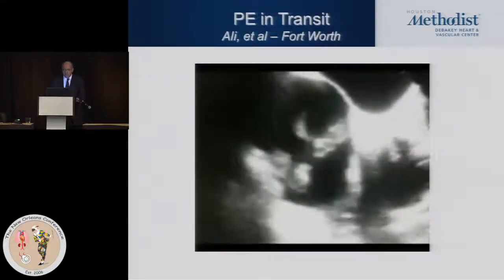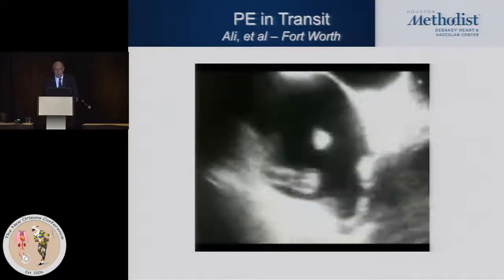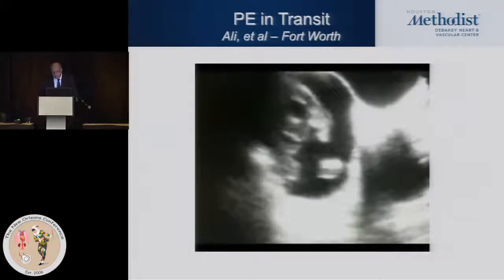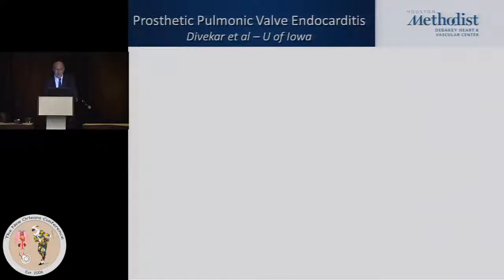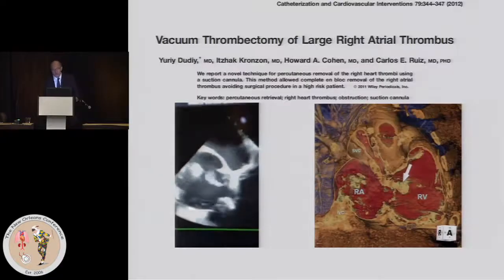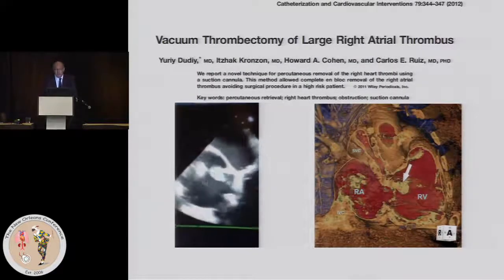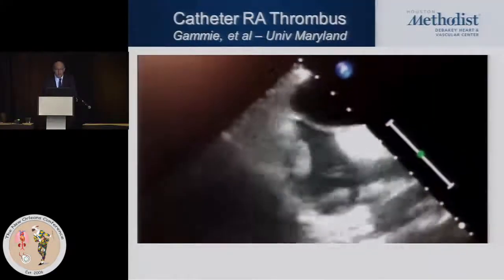This is an example of an echo of a patient in which there was a large amount of clot that had broken off from his leg and was circulating in the right atrium and was successfully removed with the AngioVac, and there it is. It's been used to remove endocarditis vegetations from a prosthetic pulmonic valve, which is a great use of this product. And here is a large right atrial thrombus, which has also been evacuated with the AngioVac.